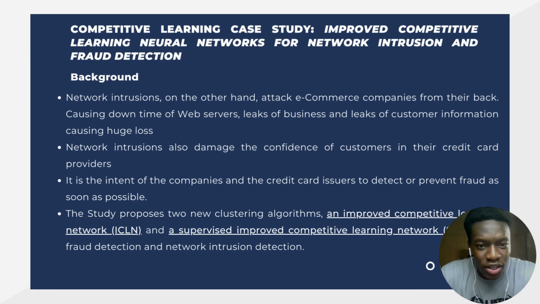Now back to our competitive learning case study. Network intrusions, on the other hand, attack e-commerce companies from the back end, causing downtime of web servers, leaks of private business information, and leaks of confidential customer information. This eventually damages the customer's confidence in their credit card providers. So, now that this has been established, it is the intent of e-commerce companies and credit card providers to prevent and detect fraud as soon as possible. So this study proposes 2 new clustering algorithms, an improved competitive learning neural network and a supervised improved competitive learning neural network for fraud detection and network intrusion.